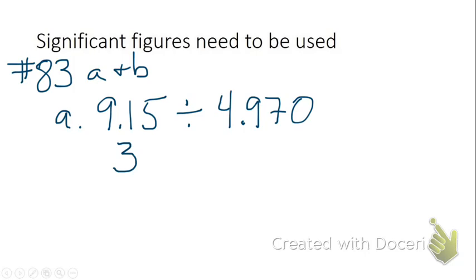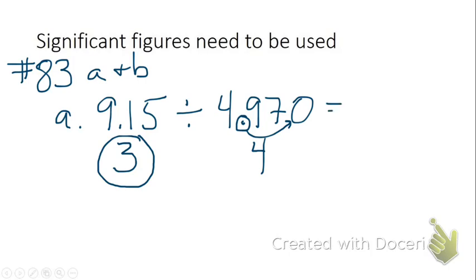Now, 4.970. Well, it has three non-zero numbers, so we know it has at least three. When you have a zero after a decimal point, so here's the decimal point, there's the zero after, it is always significant. So since that's always significant, we now have 4 significant figures. Here we are dividing one number from another. When we divide, the number that has the least significant figures in it sets how many your answer should have.